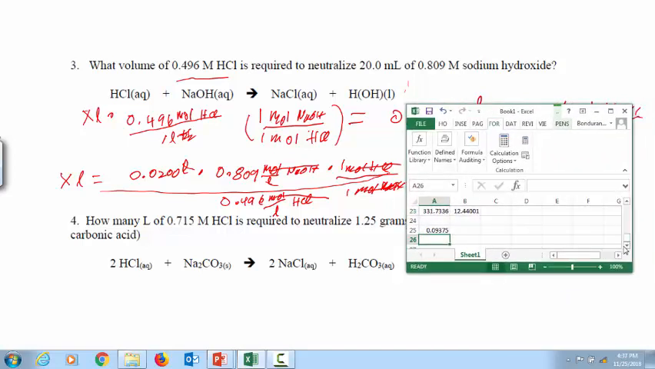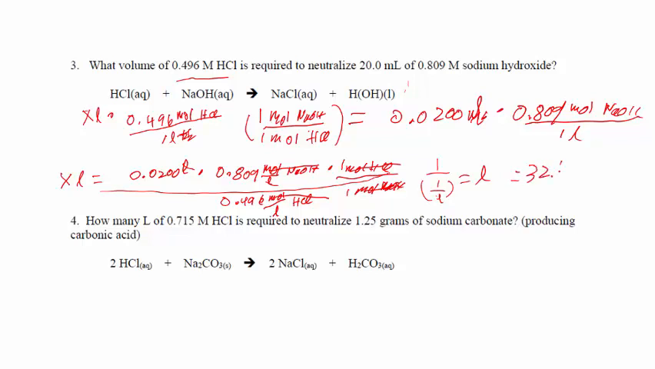So we have here equals 0.02 times 0.809 divided by 0.496, and we've got 0.0326 or 32.6 ml or so. Or 0.0326 liters. Final answer.